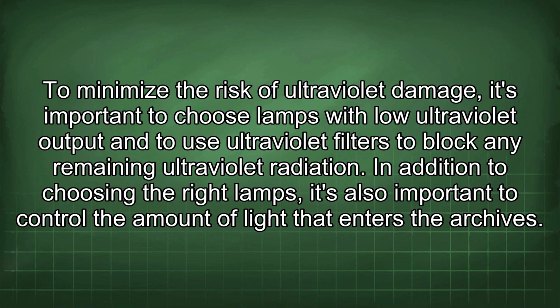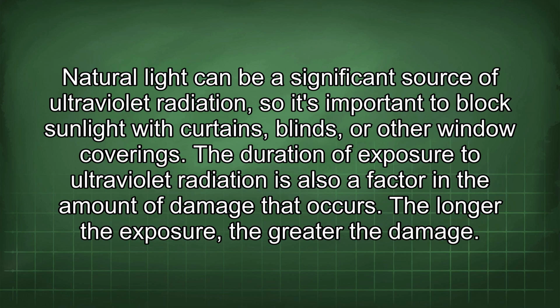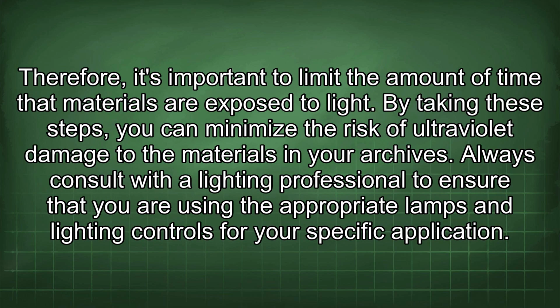In addition to choosing the right lamps, it's also important to control the amount of light that enters the archives. Natural light can be a significant source of ultraviolet radiation, so it's important to block sunlight with curtains, blinds, or other window coverings. The duration of exposure to ultraviolet radiation is also a factor in the amount of damage that occurs. The longer the exposure, the greater the damage. Therefore, it's important to limit the amount of time that materials are exposed to light. By taking these steps, you can minimize the risk of ultraviolet damage to the materials in your archives.